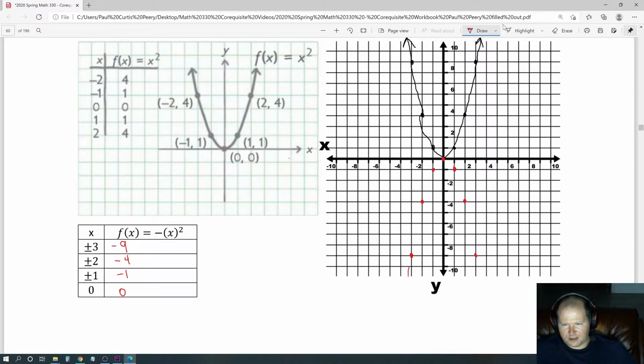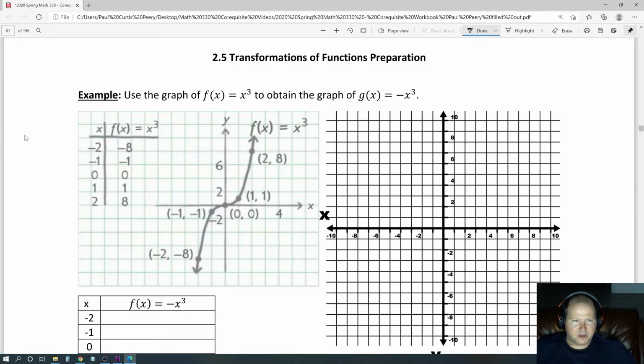Okay, so from there, it should look something like right there. Okay, so it did. It actually flipped along the x-axis again. Use the graph of f of x is equal to x cubed to obtain the graph of g of x is equal to negative x cubed. Okay, so we put a negative in front of the original equation, so it should flip it along the x-axis.